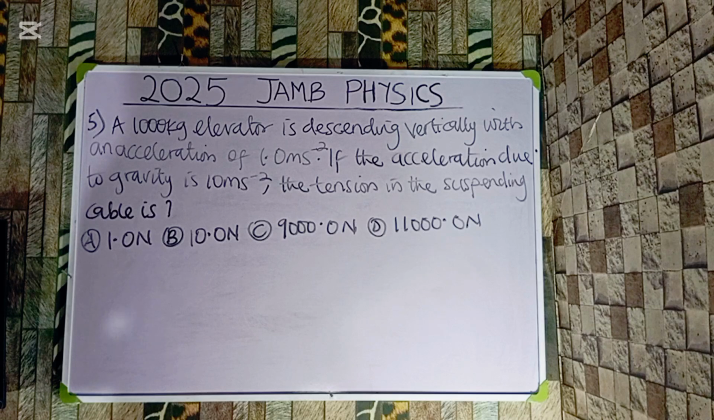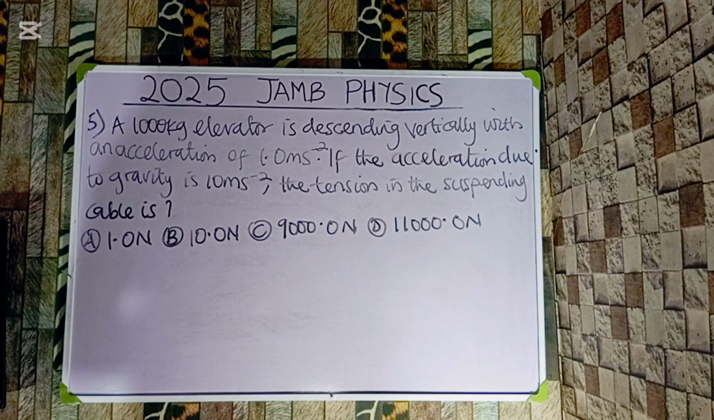A 1000 kilogram elevator is descending vertically with an acceleration of 1.0 meters per second squared. If the acceleration due to gravity is 10 meters per second squared, the tension in the suspending cable is what? We are given option A to be 1.0 Newton, option B 10.0 Newton, option C 9,000.0 Newton, option D 11,000.0 Newton.